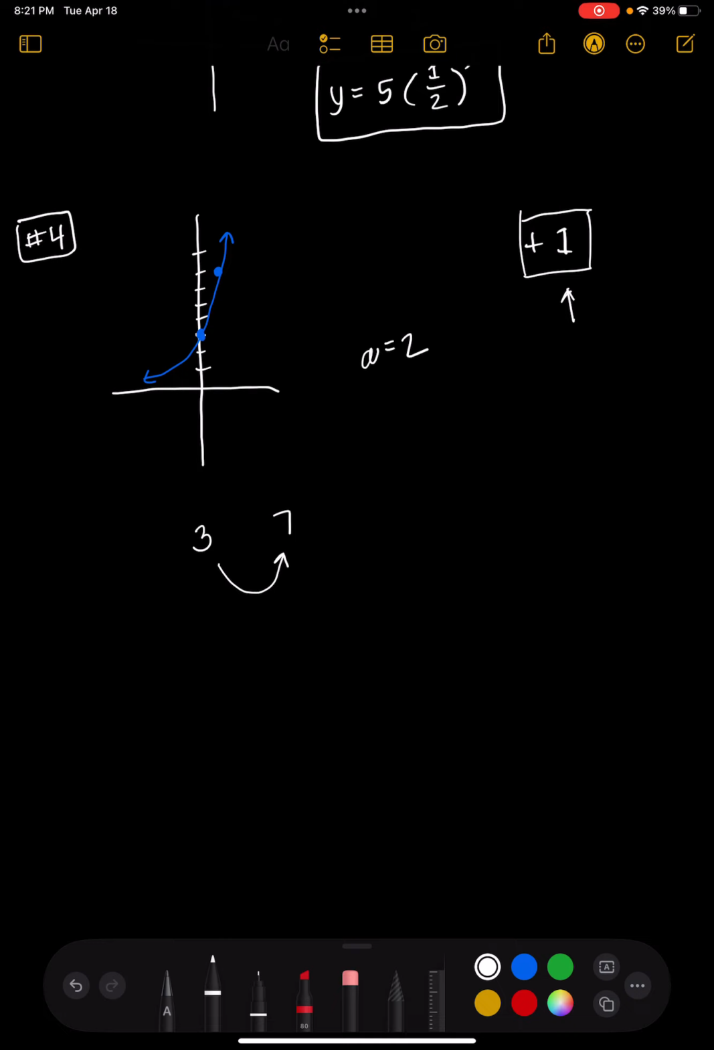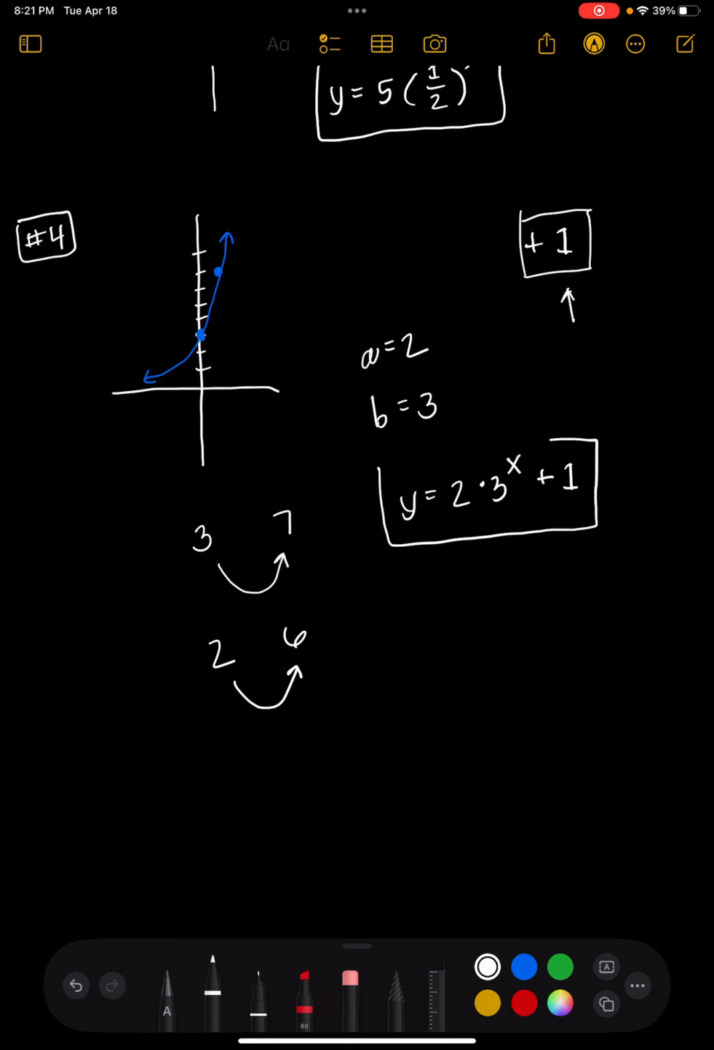Instead, because I'm shifting everything down 1, I'm going to jump from 2 to 6. So to jump from 2 to 6, what do I have to multiply by? Well, that makes a little bit more sense because to go from 2 to 6, we multiply by 3. And so that tells me that my b is equal to 3. And so I know the front of my equation is y is equal to 2 times 3 to the power of x. And then I'm going to tack on that +1 because everything got shifted up 1. All right, and there we have it, how to graph exponential equations.